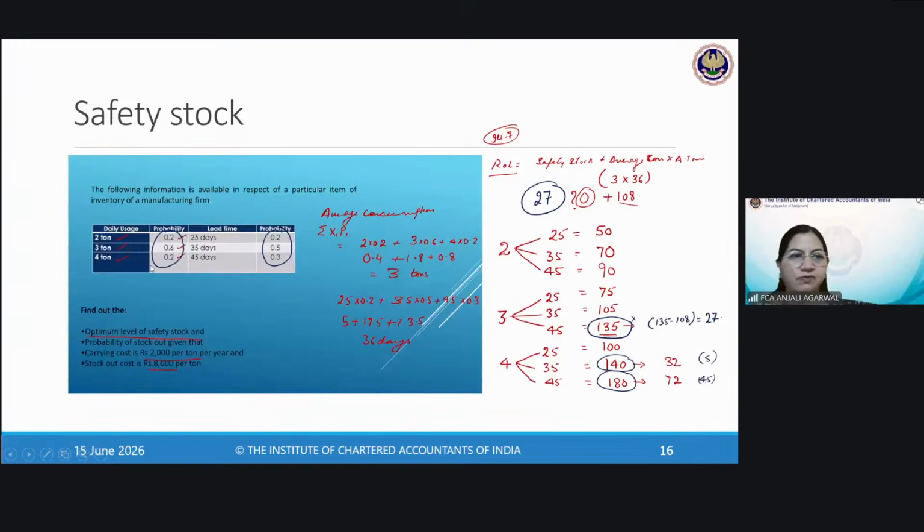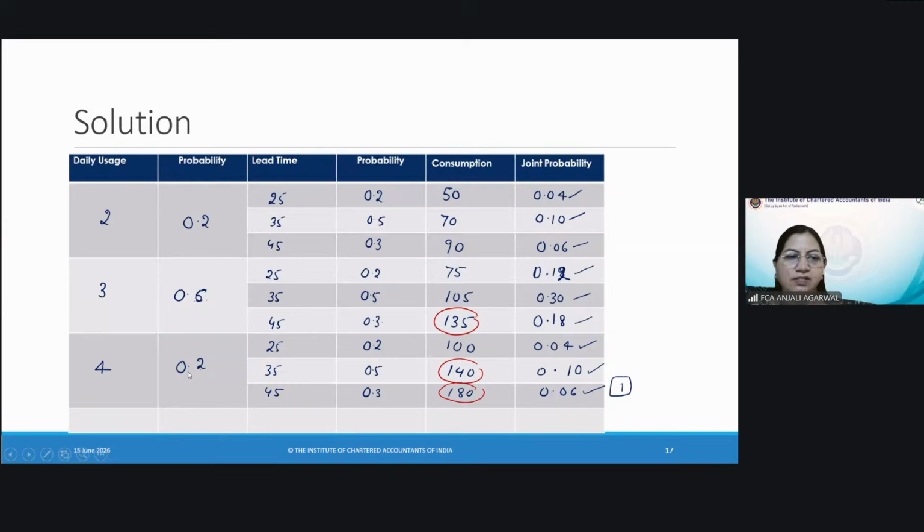I'll quickly explain this. You have different scenarios of usage and lead time with probabilities. So first we'll use it to calculate the average consumption and average time, which gives us 3 into 36, 108. Now our question is what should be the safety stock? So if zero safety stock, reorder level becomes 108. But is it right to have zero safety stock? So we calculated various scenarios, all possibilities with the joint probability. And we saw that at 108, we would have been stocked out in 3 situations.